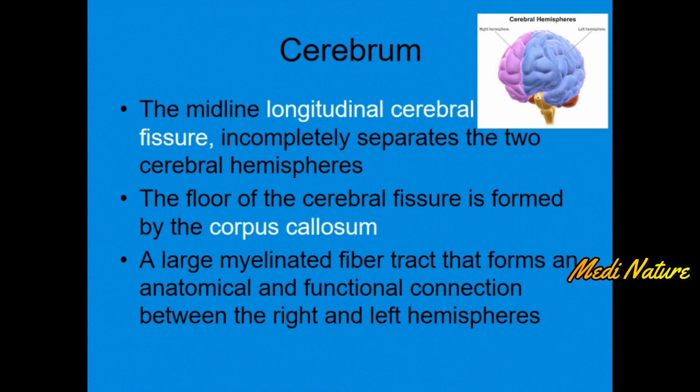In the midline of the cerebrum, there is a longitudinal cerebral fissure. It separates the two cerebral hemispheres incompletely. That is because at the floor of the cerebral fissure, there is an organ called corpus callosum. Corpus callosum is a large myelinated fiber tract that forms an anatomical and functional connection between the right and left hemispheres.